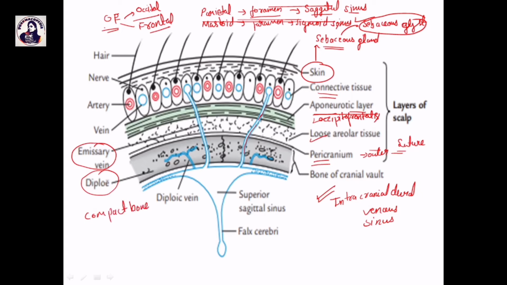So along with this there is an intervening spongy layer. This spongy bone is known as the diploe. How can you define this diploe? You can simply say that the bones of the skull that consist of the outer and the inner layer of the compact bone with an intervening layer of the spongy bone is known as diploe.